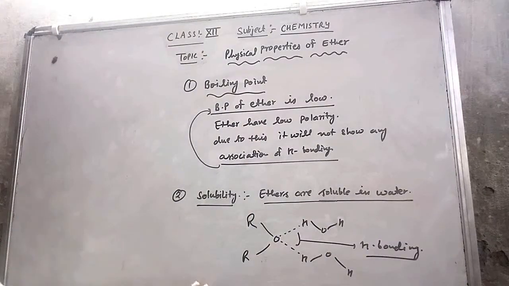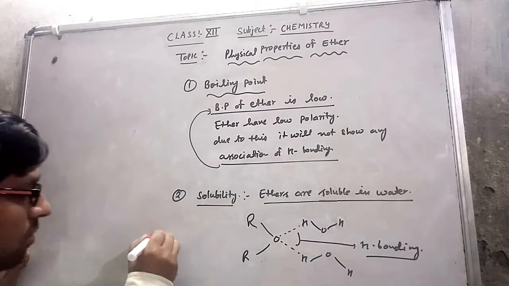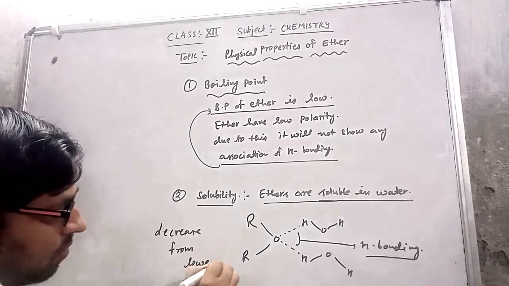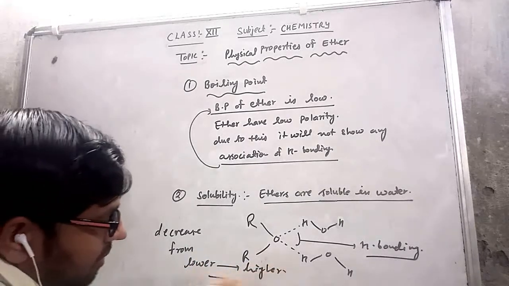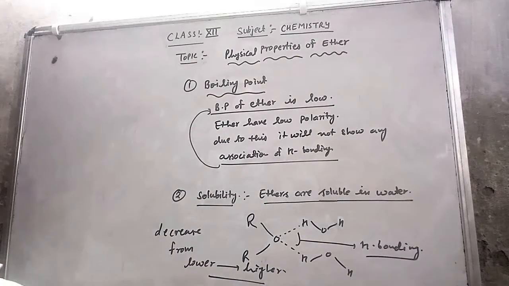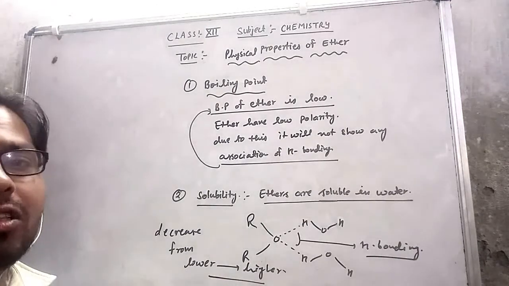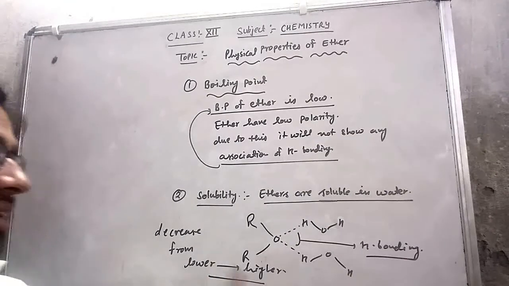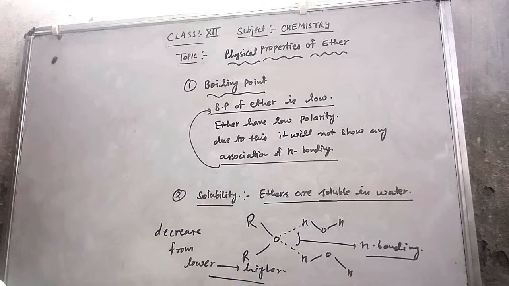But the solubility of ether decreases from lower to higher member. The reason is that as the size of the alkyl group increases, the tendency to form hydrogen bonding decreases. That is why its solubility decreases from lower to higher member. Those are the physical properties of ether.